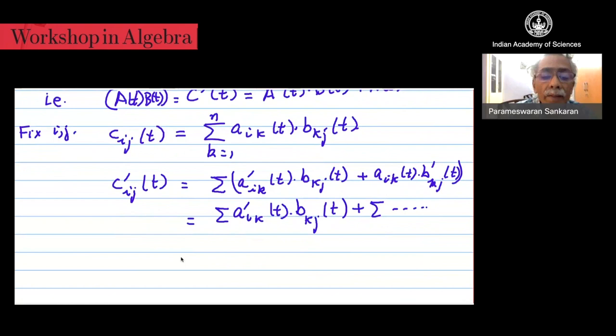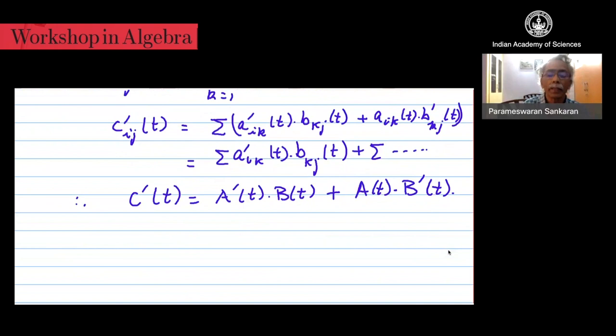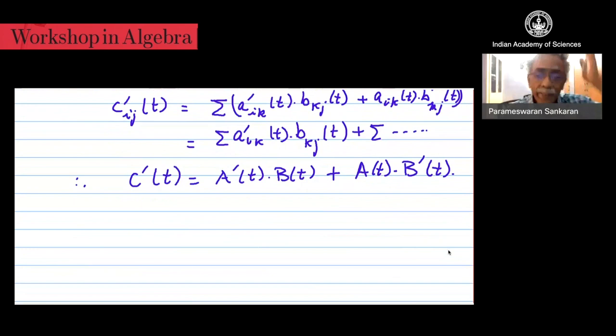And this is now, you look here, this is just the ijth entry of, so therefore c'(t), that's all. This is the ijth entry of the matrix a'(t) times b(t) plus, now this is the ijth entry of a(t) times b'(t). Okay, so we have that formula. It's a very handy formula. And now I will need one other fact, but I will say that after introducing the definition of exponentiation.